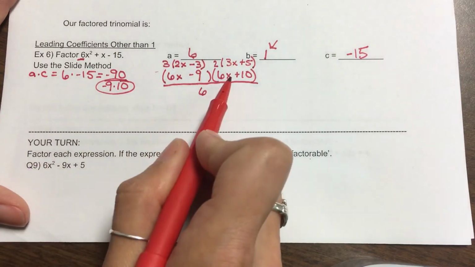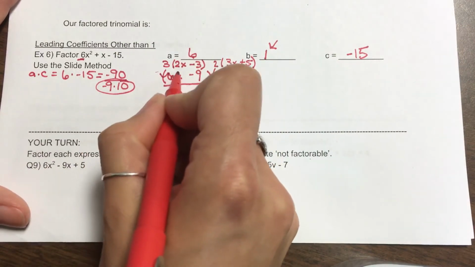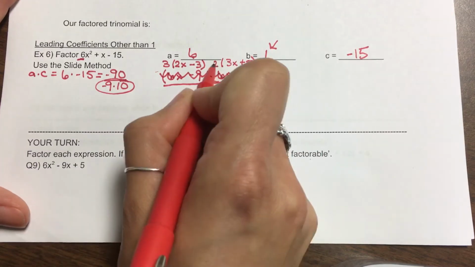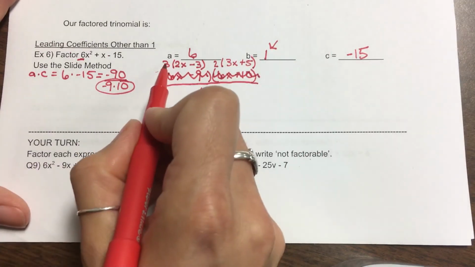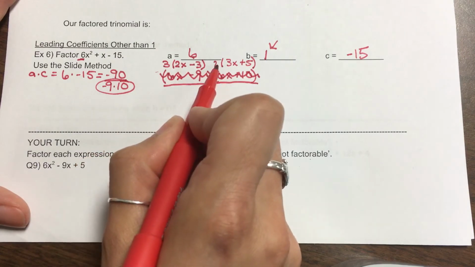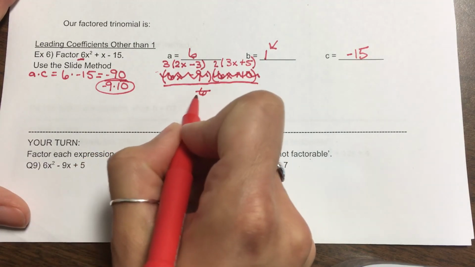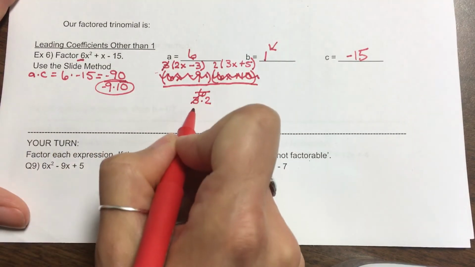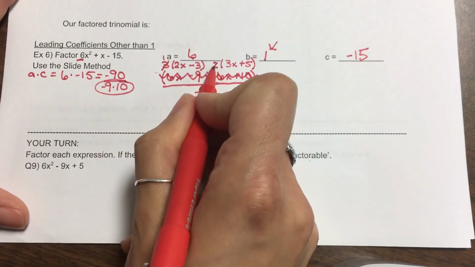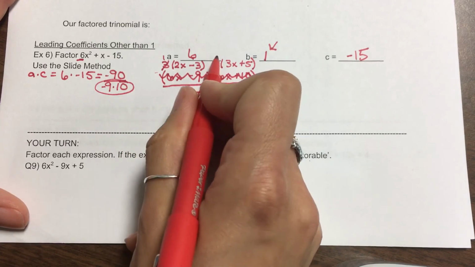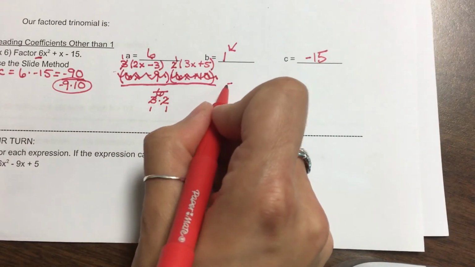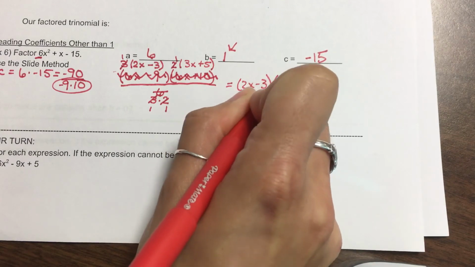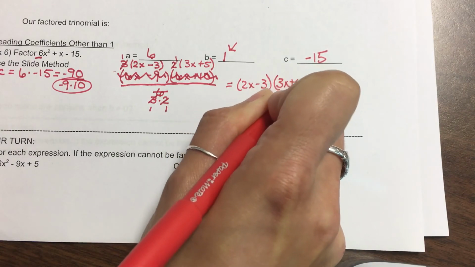So factor your GCFs out of the factors you have here. So this is gone. It's now factored into this. This is gone, factored into this. And then that 3 and the 2 will reduce the 6 on the bottom because 6 we know is 3 times 2. So this 3 and that 3 reduce down to 1. This 2 and that 2 reduce each other down to 1. And we're left with 2x minus 3 times 3x plus 5.